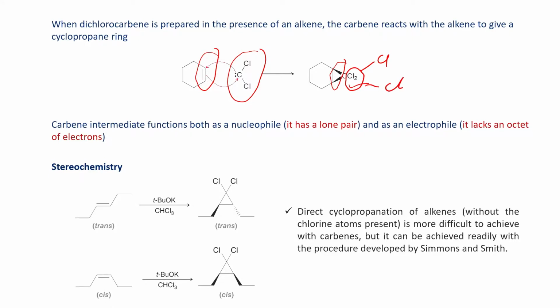But your Simmons-Smith reagent will directly give you cyclopropyl. So this was the main advantage of Simmons-Smith reagent compared to carbene. The stereochemistry in reaction of carbene is the same. You started with trans, you end up with trans. You started with cis, you end up with cis. So there is a retention of configuration. Okay.